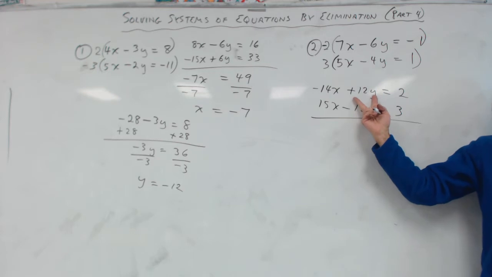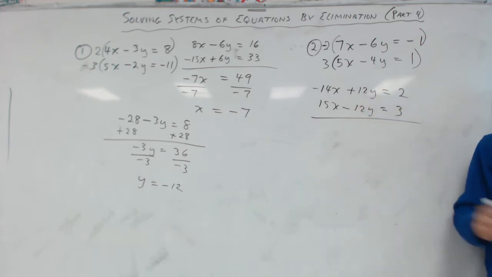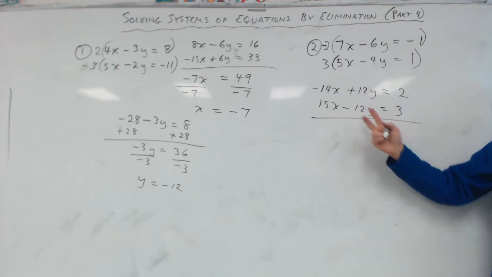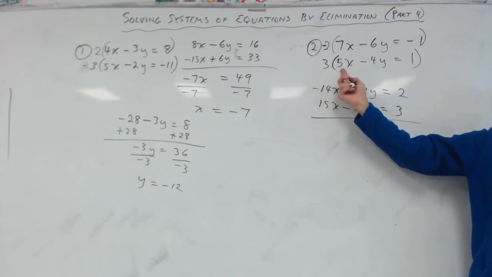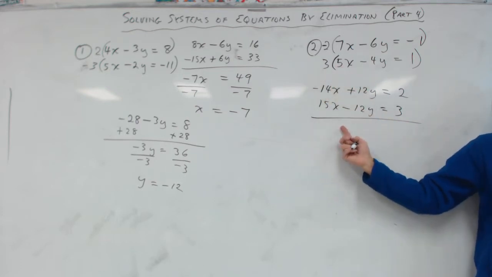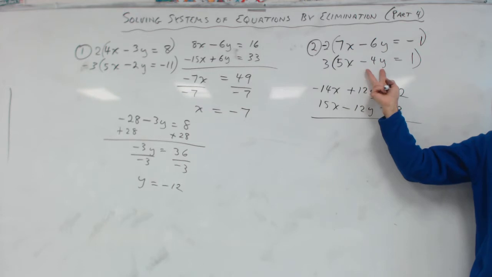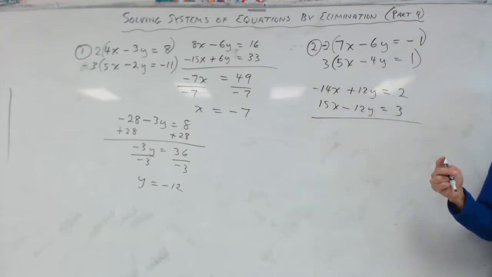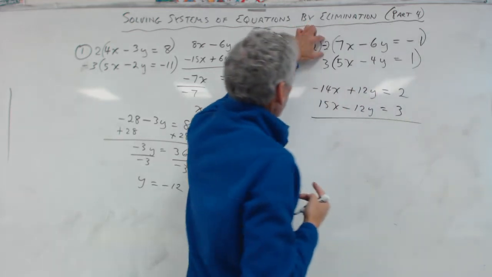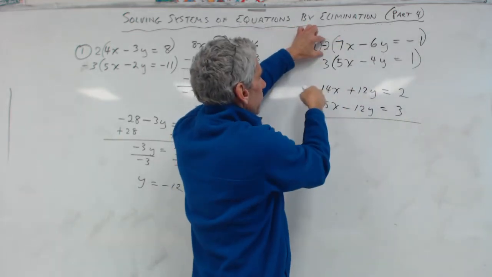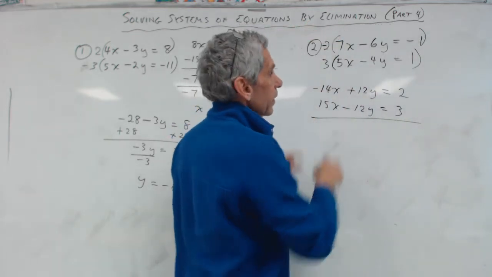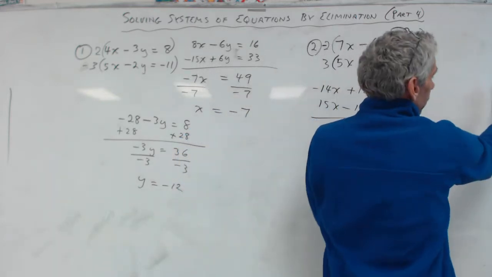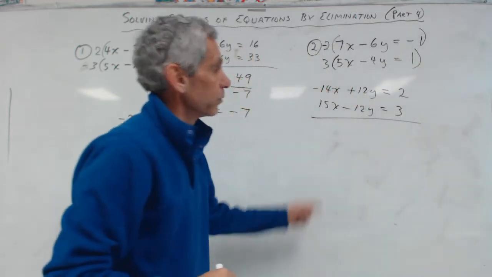Now we're ready to add them. Look, we have a positive 12y and a negative 12y. They eliminate. Question. 3 times 5x is 15x. Right? I have to multiply this 3 times all 3 things. Why isn't there a negative 7? Oh, that's the top one. This one is the top one. This one's the bottom. Sorry. I would have put it here, but I'm going to be off the video. That's why I put it there.